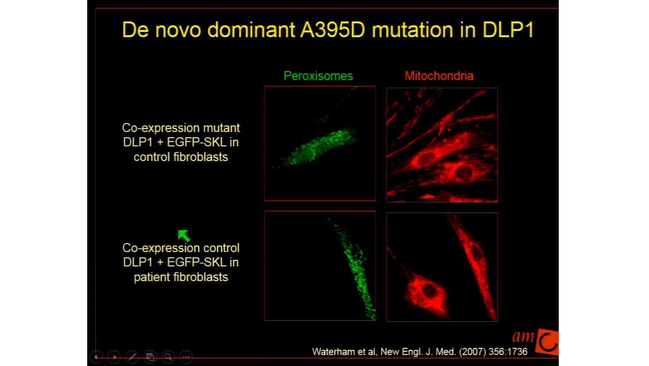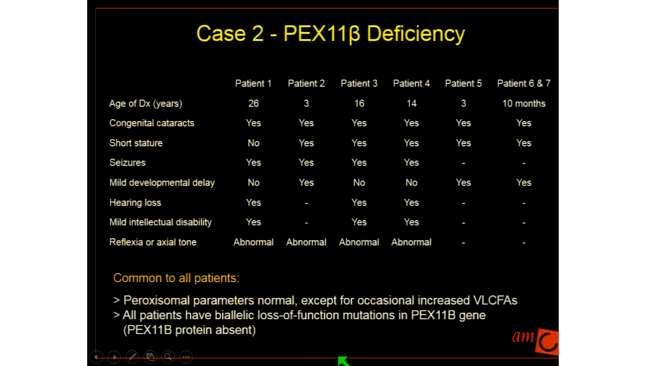Whereas if we overexpressed control DLP1 in the patient cell line, we could functionally complement the patient cells into a normal phenotype with respect to the mitochondria. So that indicated that this mutation, which was de novo, and the parents are biologically the parents of this patient, had a dominant negative consequence.